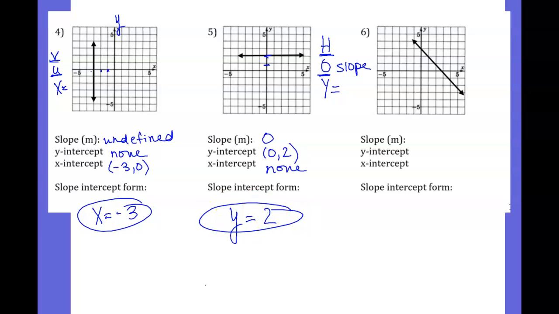All right, number 6, let's go back and identify the intercepts here. Okay, our slope, if we went 1, 2, 3, 1, 2, 3, so 3 over -3, which would be a -1. Our y-intercept would be at (0, 3), and our x-intercept would be at (3, 0). Okay, so in slope-intercept form, the equation would be y is equal to -x plus 3.